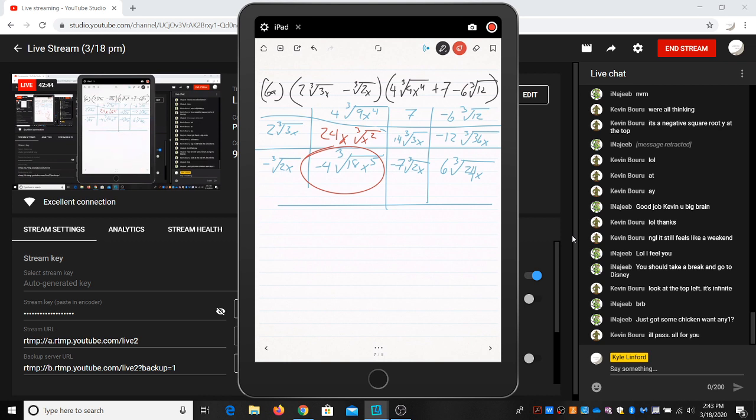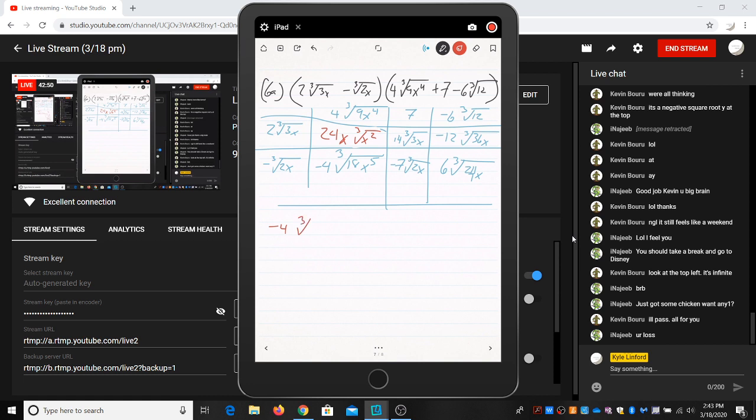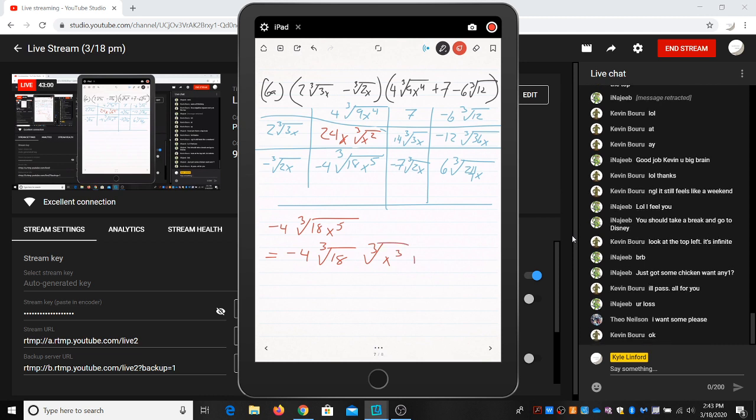Well, we could break down the x to the 5th, I guess. So let's give that a try. We have negative 4, cube root of 18x to the 5th. We could leave that as negative 4, cube root of 18, and then the cube root of x cubed and the cube root of x squared. This will simplify to negative 4x and the cube root of 18x squared.